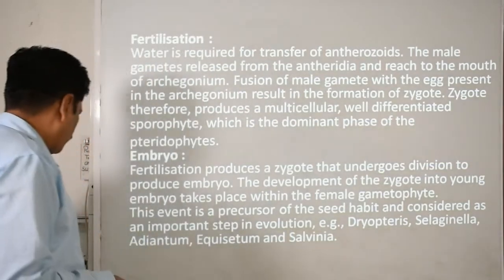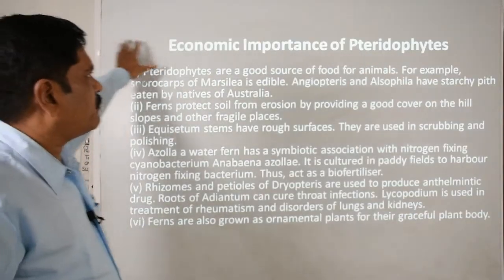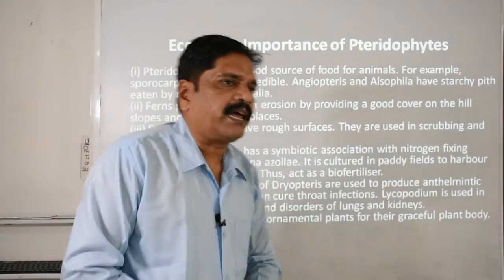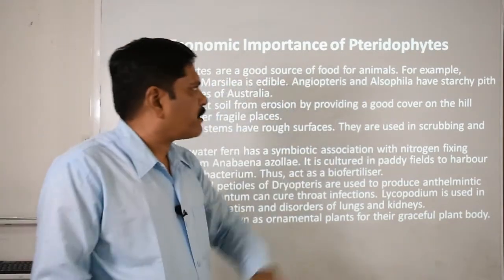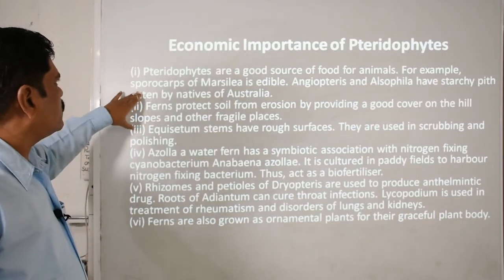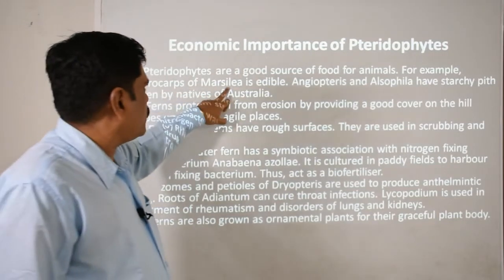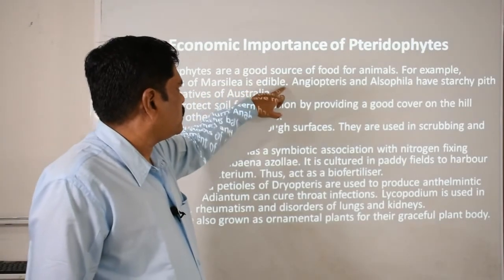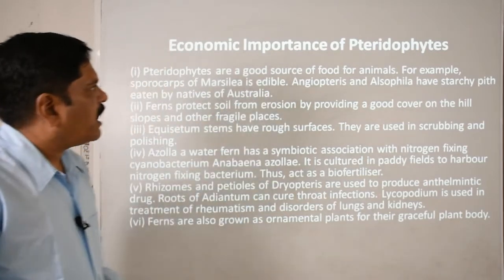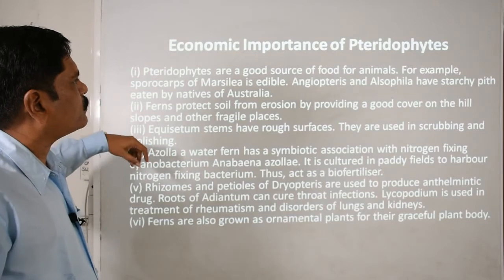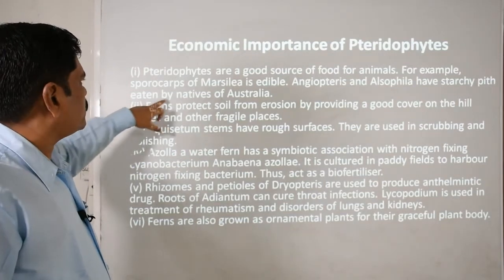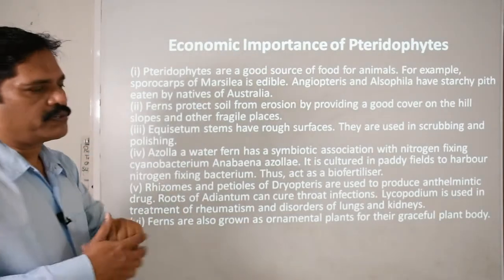Okay, now here we are talking about the economic importance of the pteridophytes. Clear? So pteridophytes are a good source of food for animals, just like the sporocarps of Marsilea are edible, and Angiopteris and Alsophila also have starchy pith eaten by the natives of Australia.